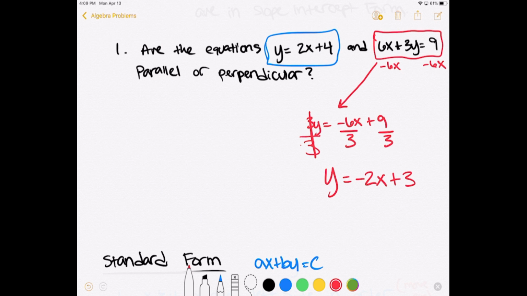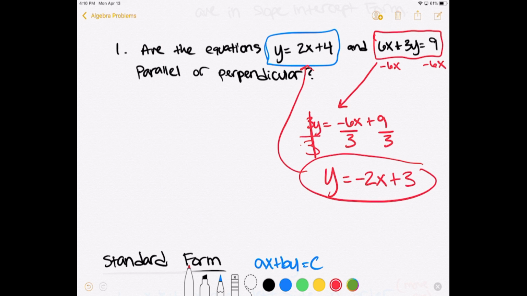And, well, interestingly enough, you can tell that these two equations that we have now, this one and this one right here, are actually not parallel or perpendicular, right? If they were parallel, they'd have the same slope, which they don't. One of them's 2, one of them's negative 2. And they're also not perpendicular, because 2 and negative 2 are not opposite reciprocals. One of them would have to be 1/2. So these lines are actually not parallel or perpendicular. Not the best example ever.